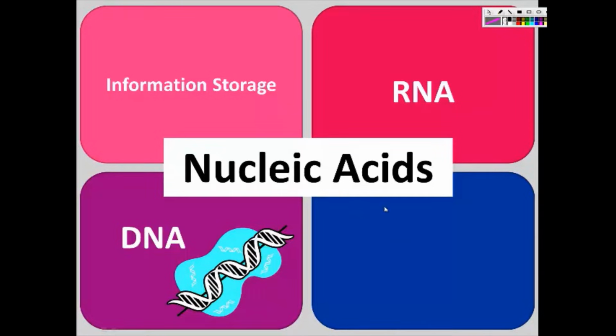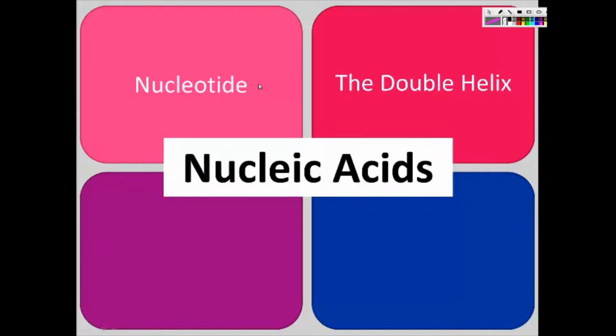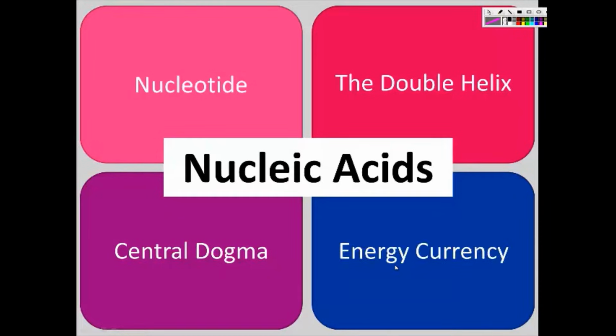RNA is an essential partner with DNA in the critical process of protein synthesis referred to as the Central Dogma. This video tutorial will introduce the structures of RNA and DNA and the nucleotide subunits that form them. It will present how each is used in the Central Dogma, and finally we will connect the nucleotides that make up nucleic acids as an important energy currency in the cell.